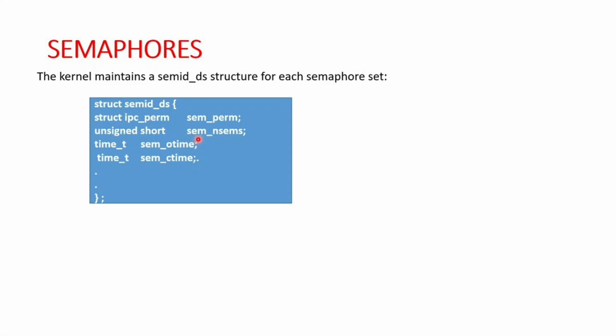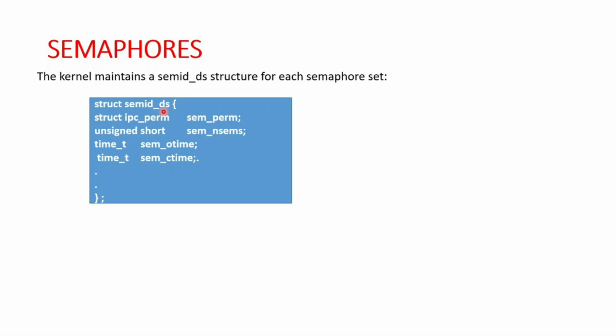This is with respect to the permission and accessibility for the various processes. The second one is sem_nsems, which is nothing but the number of semaphores in a set. As I said, the semaphore is not a single counter, but rather a set. Then there is the last sem operation time, and the last one, ctime, represents the last change time. These are the prominent members of the structure semid_ds.